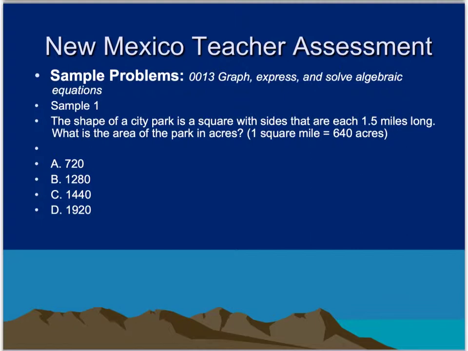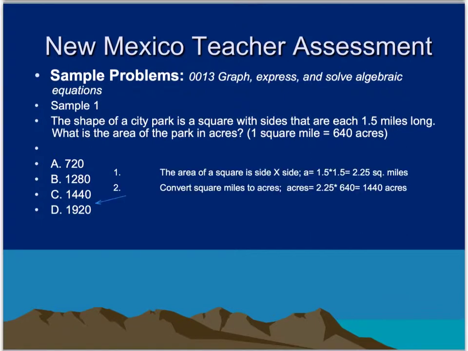Topic 3 problems involve graphing, expressing, and solving algebraic equations. Sample number 1. Please take a few moments to read. When taking the test, remember to refer to the formulas provided. You are finding the area of a square. You multiply 1.5 times 1.5, which gives you 2.25 square miles.